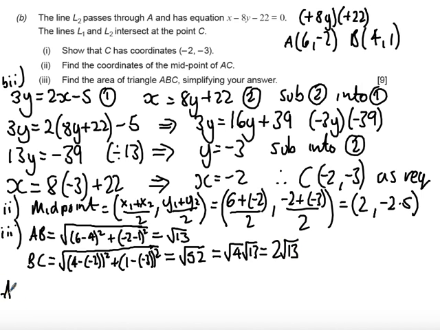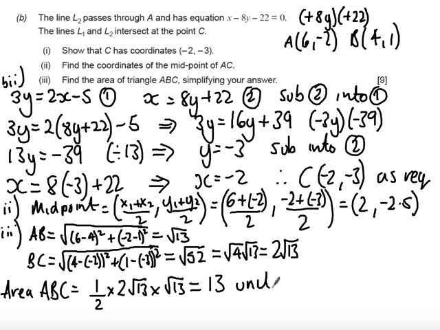So now the area of ABC is given as half times the base. It doesn't matter which one's the base, so let's do 2 root 13 times the height, which is root 13. So the half and the 2 cancel out. Root 13 times root 13 gives us an answer of 13, and that the area is units squared.